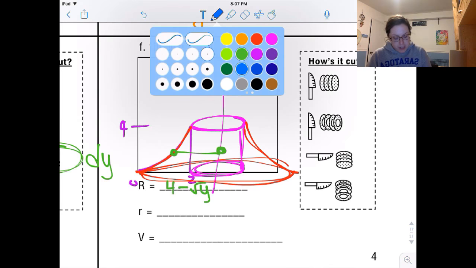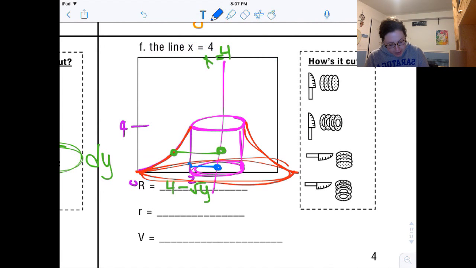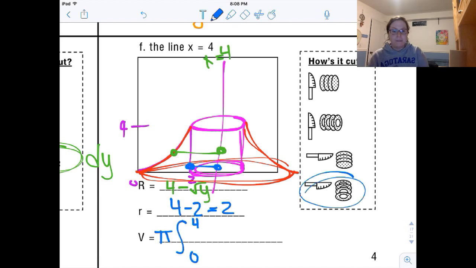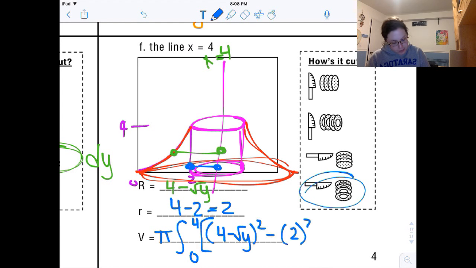And then your inner part would be 4 and 2. So 4 minus 2. So this is pi times the integral. I'm still going from 0 to 4 because this is dy of your outer radius squared. So 4 minus radical y squared minus your inner radius squared dy.